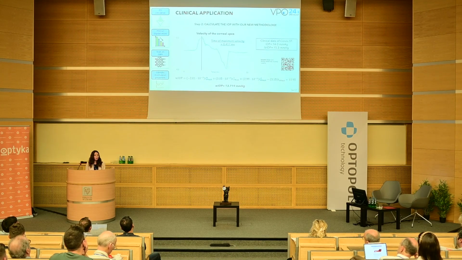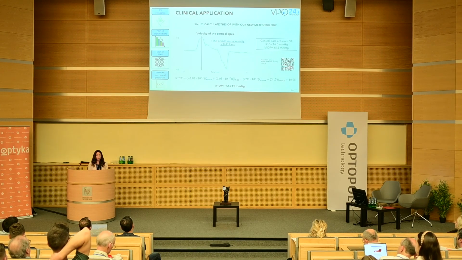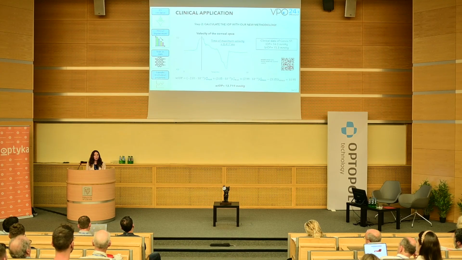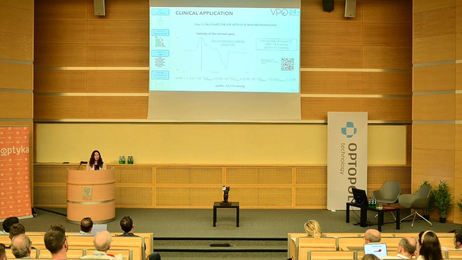Then we need the IOP, and for this step we recently published a paper in which, from the results of the non-contact tonometry, we propose this formula to estimate the intraocular pressure independently of the mechanical properties of the corneal tissue. The idea behind this methodology is to base the estimation of the IOP on the time of maximum velocity of the apex, rather than the time of first applanation of the cornea.